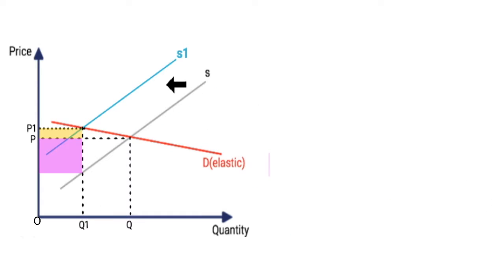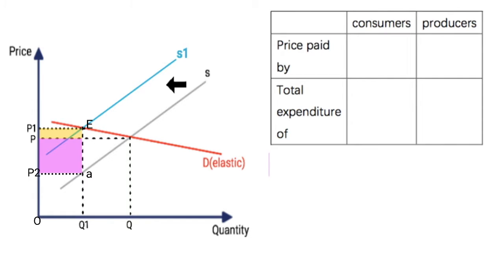Here is our graph, let's analyze it in more detail. The price paid by consumers is P1 as shown on the graph, and the price paid by producers is P2. The total expenditure of consumers will be price OP1 times quantity Q1, which gives us OP1EQ1. Same for total expenditure of producers, we get OP2Q1A when we multiply the respective price and quantity.